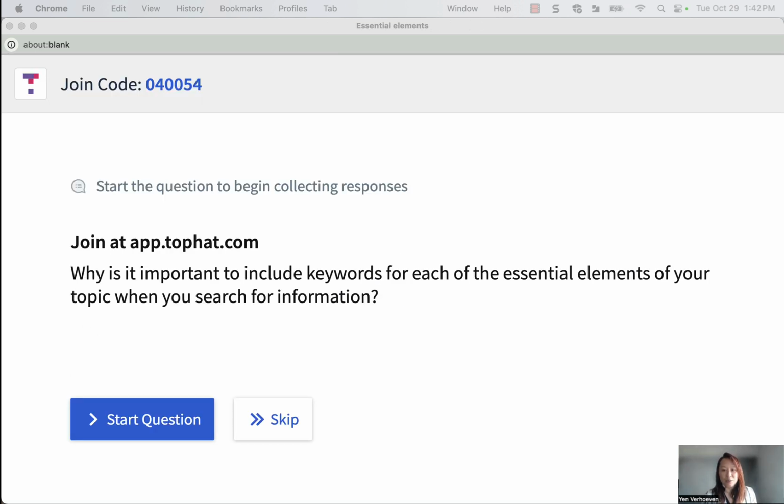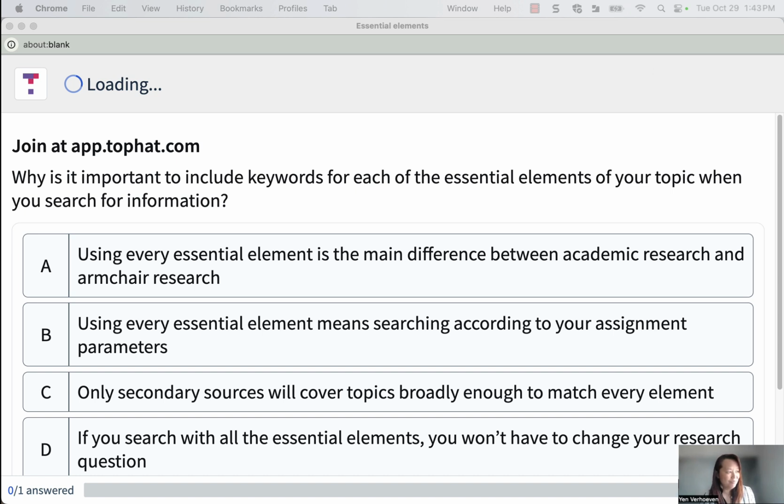And as you're probably not surprised about, this next question is about essential elements. Why is it important to include keywords for each essential element of your topic when you search for information? Why is it important?